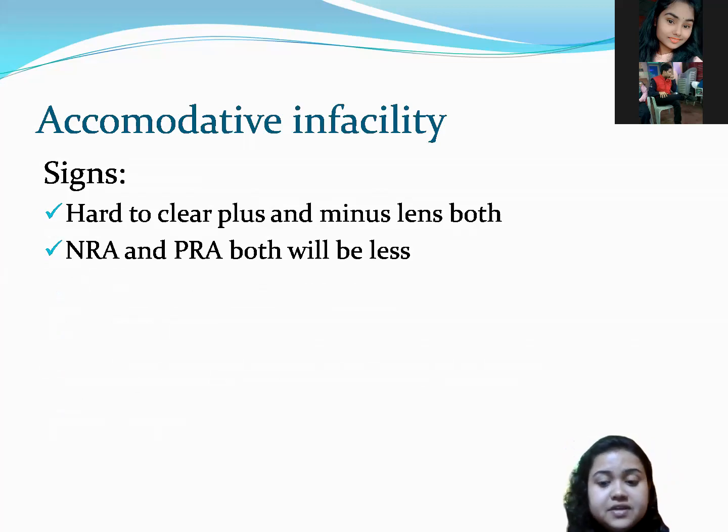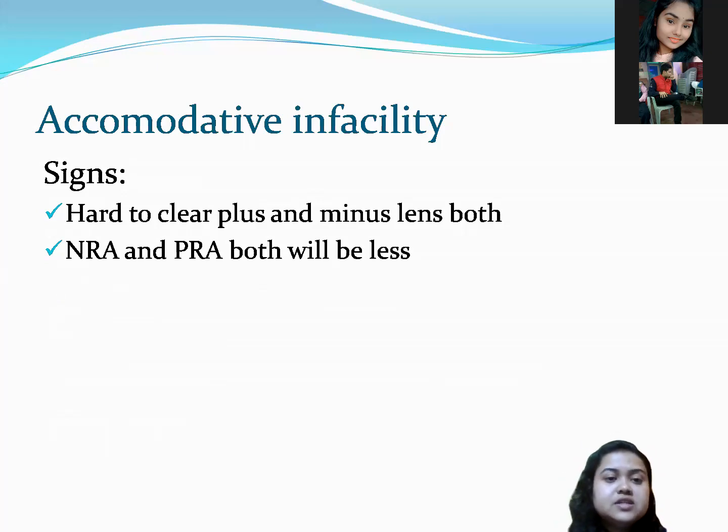Now accommodative infacility. What is accommodative infacility? When you are doing the accommodative facility testing with the accommodative flippers, suppose you have got a plus 2.5 in the NRA, minus 3 in the PRA value. So you can take a plus minus 2 flipper. You cannot choose any flipper value which is higher than the NRA PRA value.